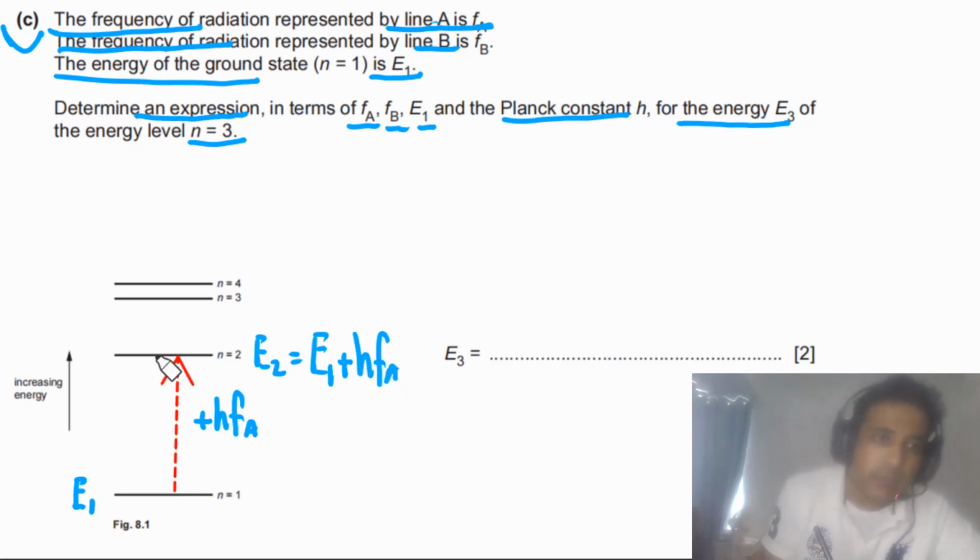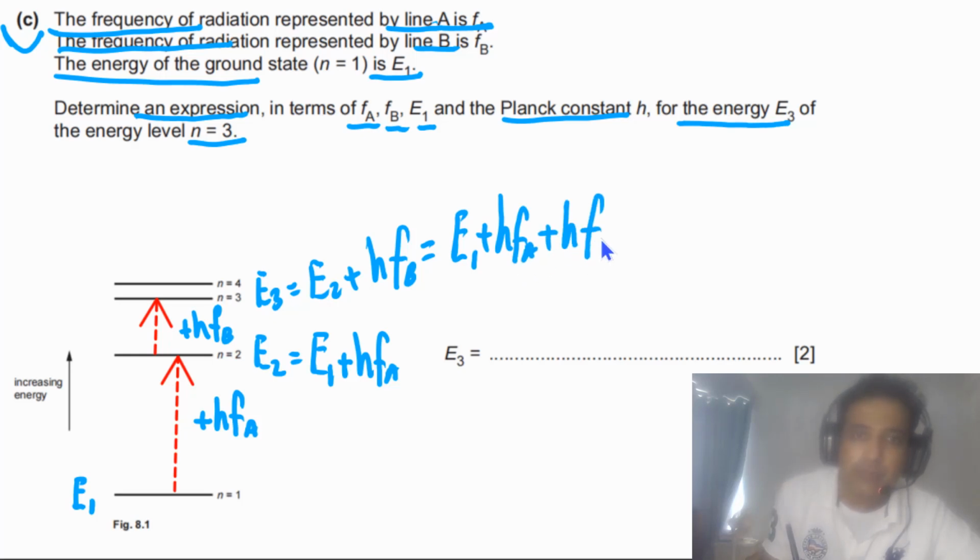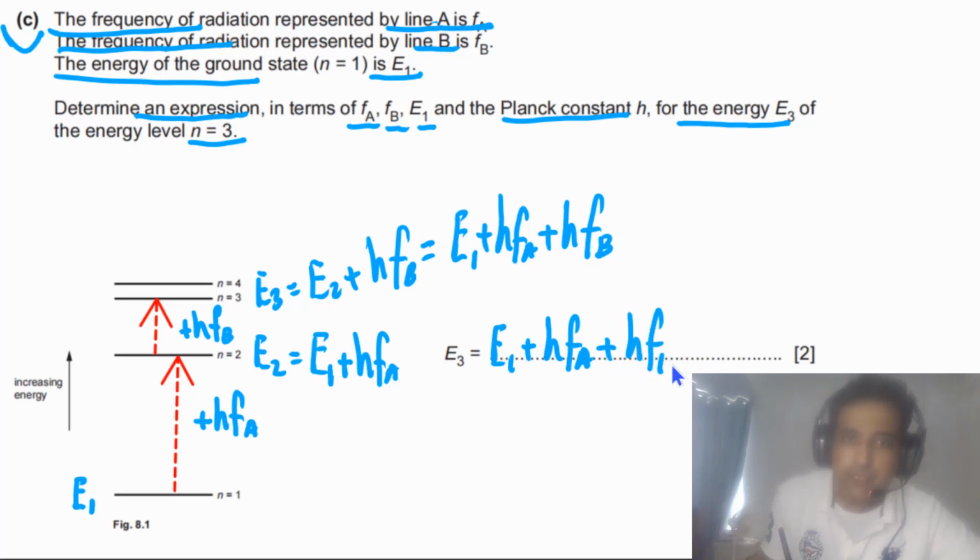Then when the electron moves from n=2 to n=3, the energy gained by the electron is h f sub B. So at this point, E3 will be equal to E2 plus h f sub B. So simply we can say in this case E3 has to be equal to E1 plus h f sub A plus h f sub B. That's all you need to write. So simply write E1 plus h f sub A plus h f sub B.